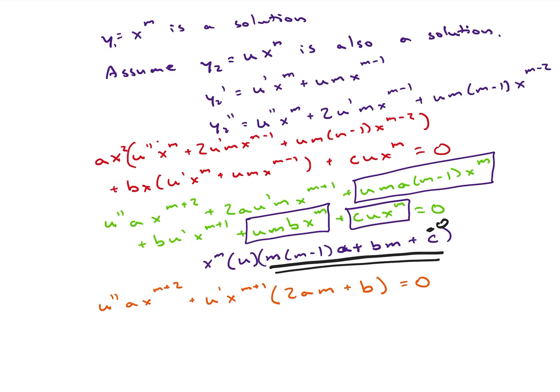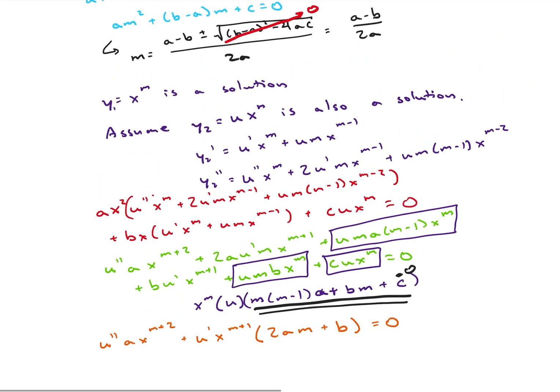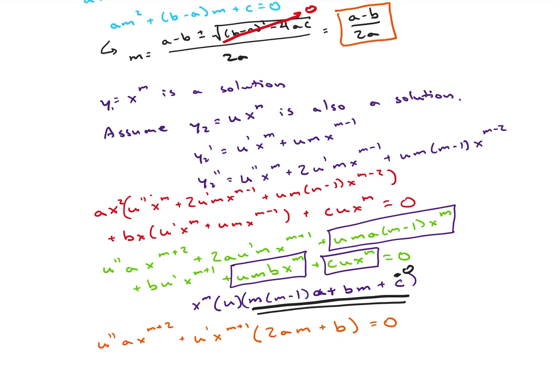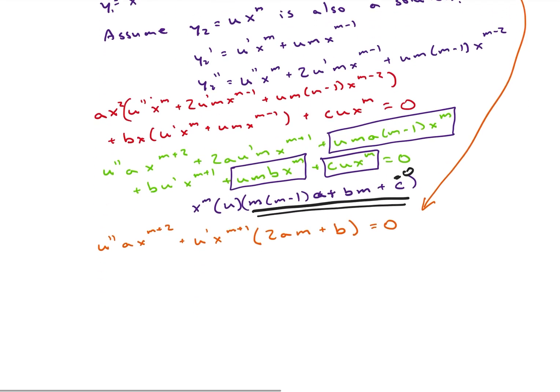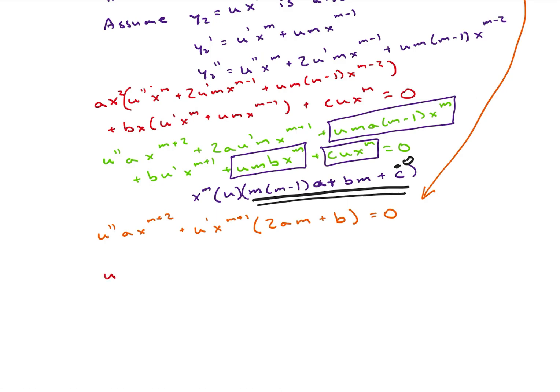So I see that 2am plus b there, and I see these other terms. So what we're going to do now is go back and say, hey, we already figured out what m was. m is (a minus b) over 2a. And we're going to put that into our equation. So if we plug that in, we're going to get u double prime a x to the (a minus b) over 2a plus 2, plus u prime x to the (a minus b) over 2a plus 1, times 2a times (a minus b) over 2a plus b is equal to 0.